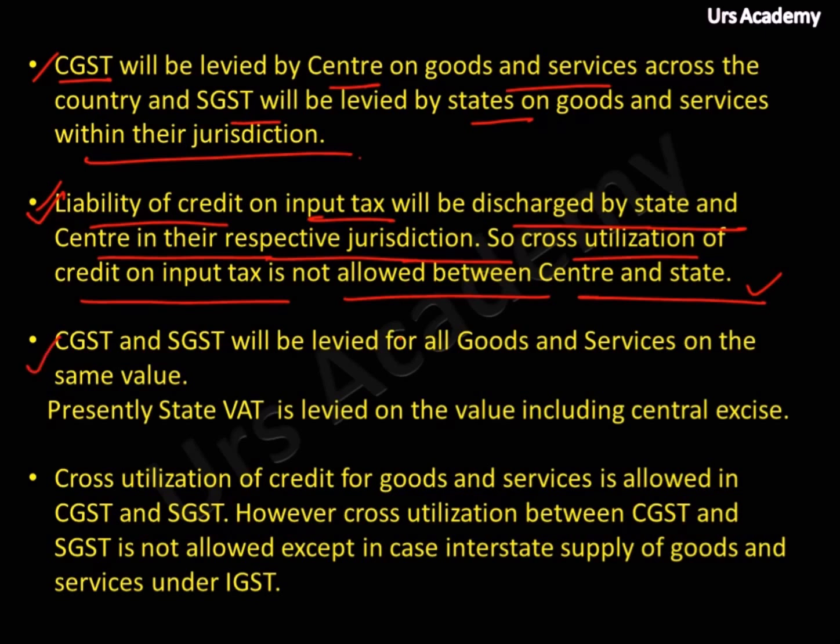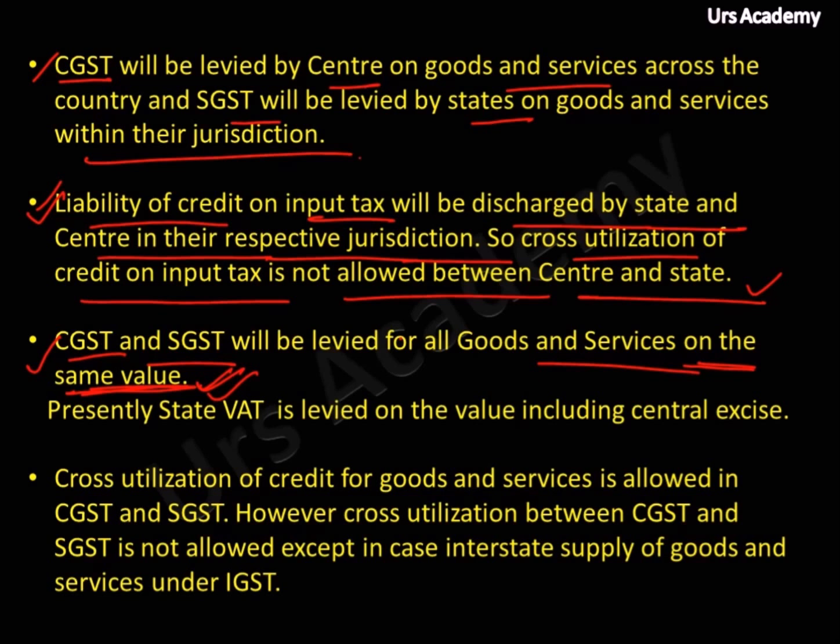So central goods and services tax and state goods and services tax will be levied on goods and services on the same value. Here please understand this, on the same value. What does it mean by same value? If we see the currently prevailing system, for example, a good is manufactured, so what will happen? The center will levy an excise on it. Finally, when that comes to the states, the state will levy sales tax.